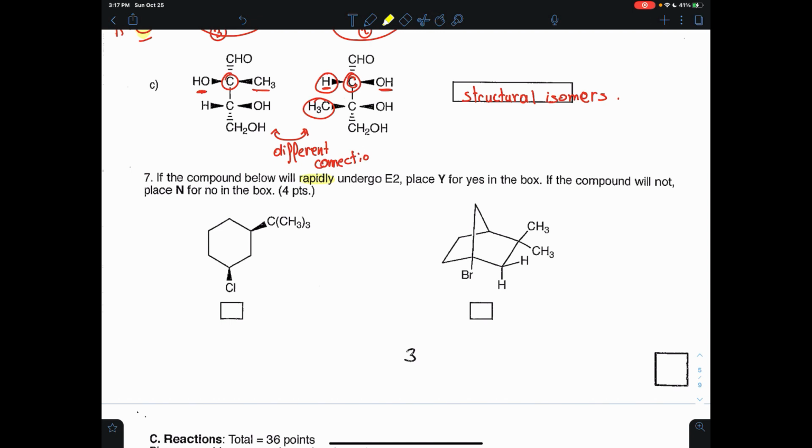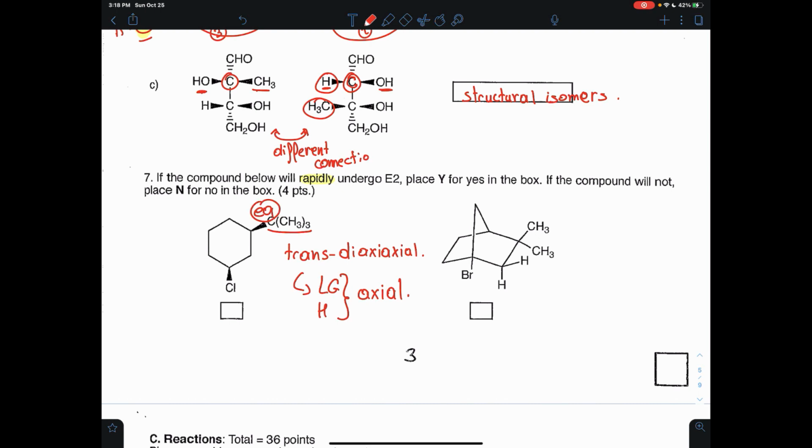So looking at this one here, do you remember when we have cyclic hexanes and we want to form an E2, you always want to have a trans diaxial. And what I mean by that is that the leaving group and the hydrogen both have to be on an axial position. They have to be on an axial position. So now looking at this group right here, because she wants it to be rapid, I want to have this tert-butyl group on an equatorial, right?